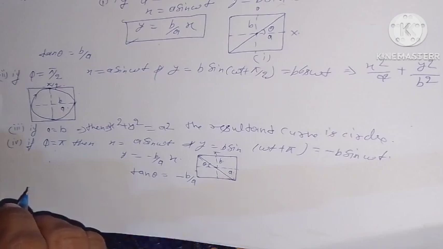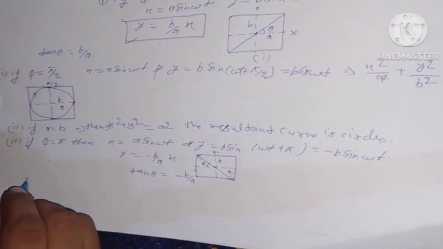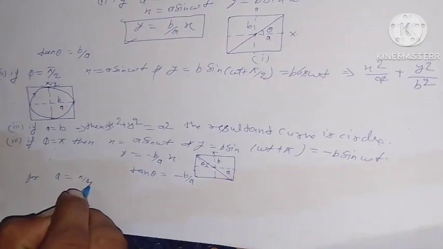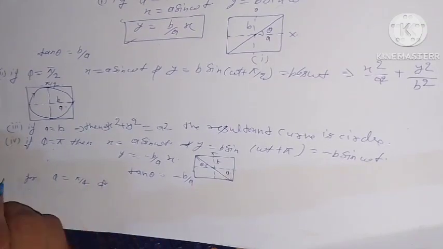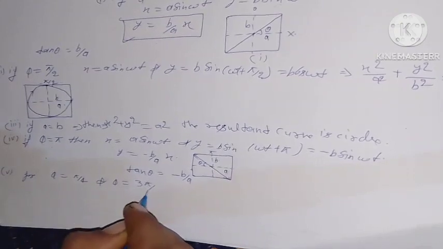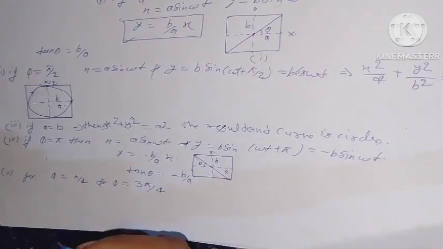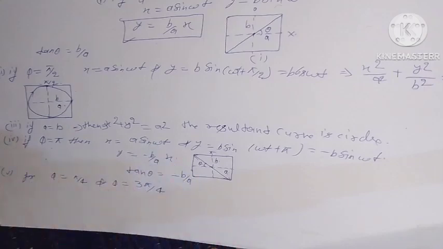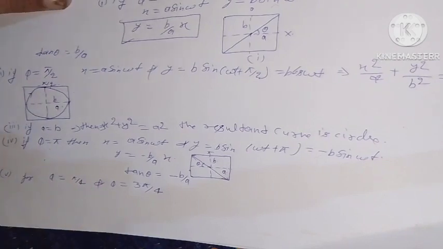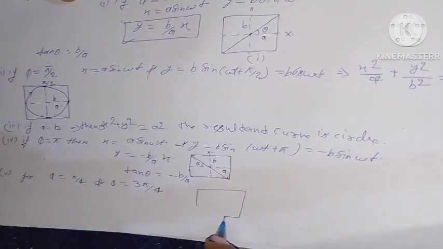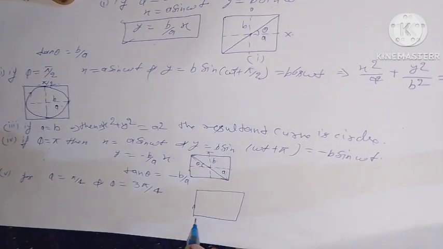For phi equal to pi by 4 and phi equal to 3 pi by 4, we get oblique ellipses as shown in the figure. You can show the figure. The first figure is like this.